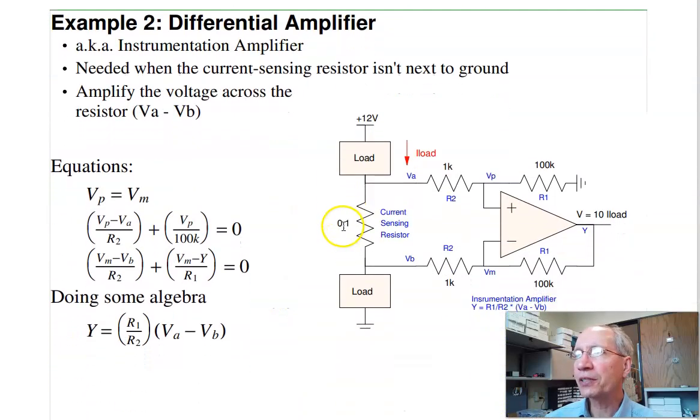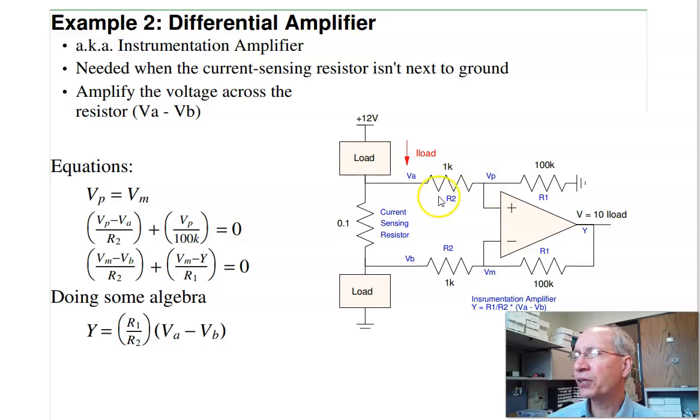Sometimes you can't do that. We don't really have to put the 0.1 ohm resistor to ground, put it anywhere in the circuit. Then using an instrumentation amplifier, I can measure the voltage difference across this 0.1 ohm resistor. The instrumentation amplifier has a gain of R1 over R2 times VA minus VB. And if you do the node equations, I know at the output, V plus equals V minus.